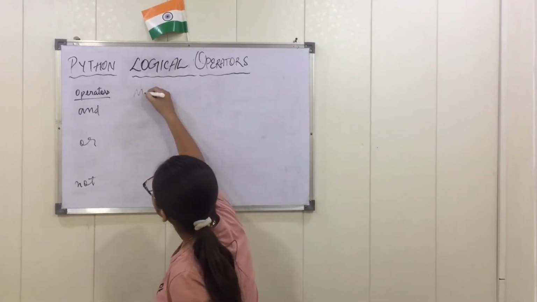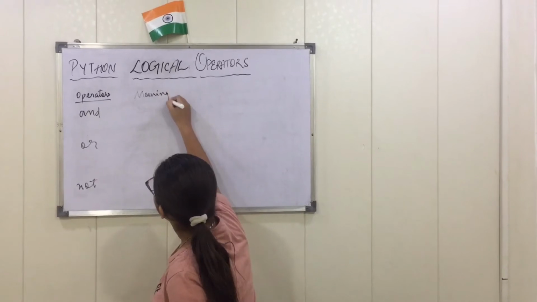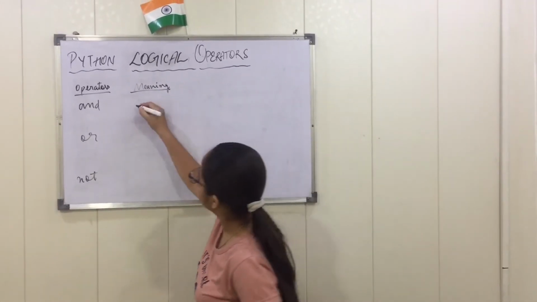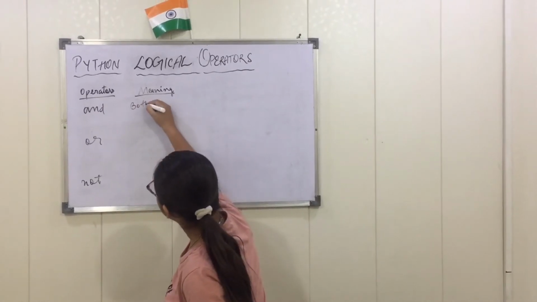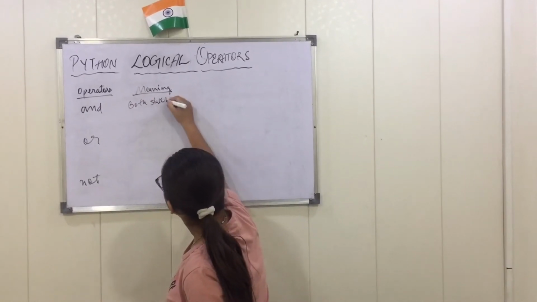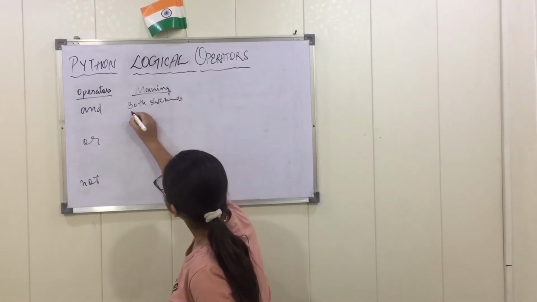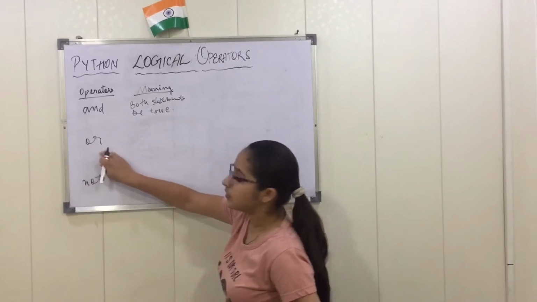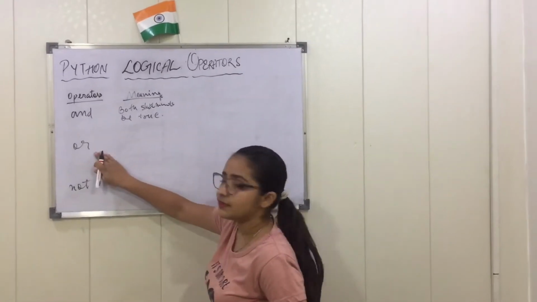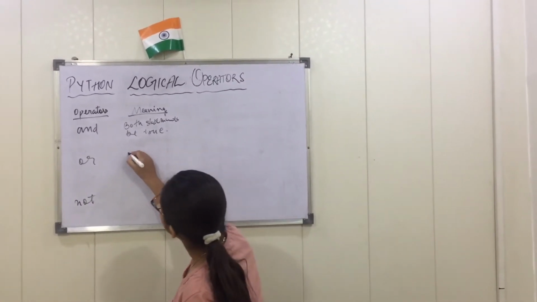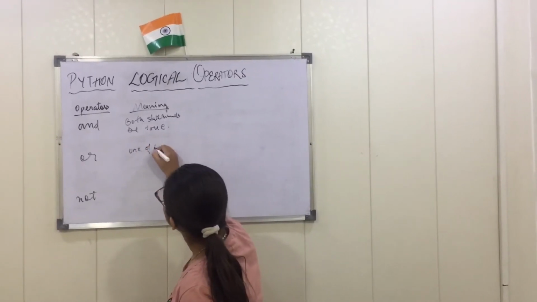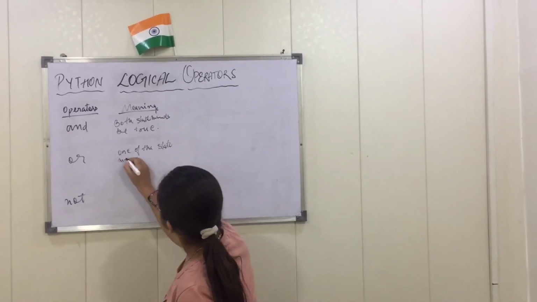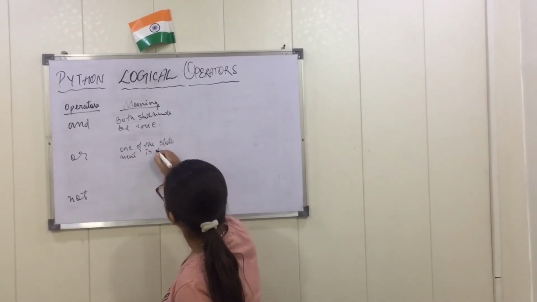So the meanings are: in the AND operator, both the statements should be true. As for the OR operator, only a single statement should be true. That is, one of the statements is true.